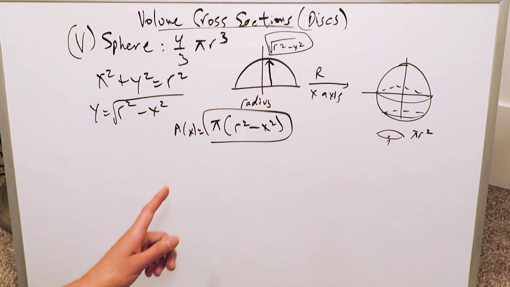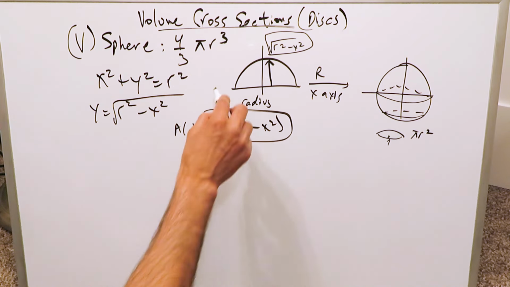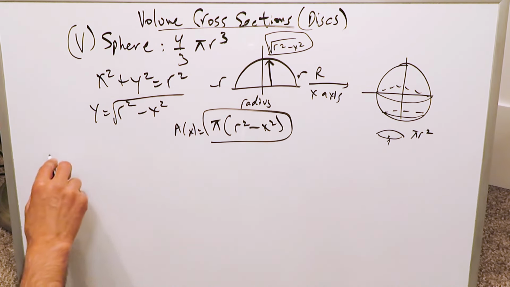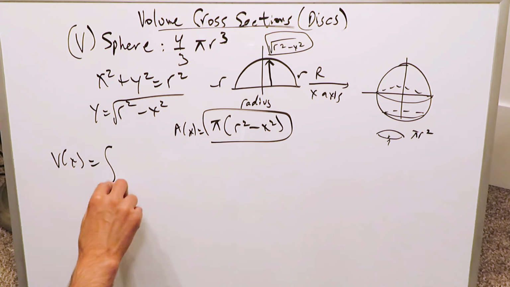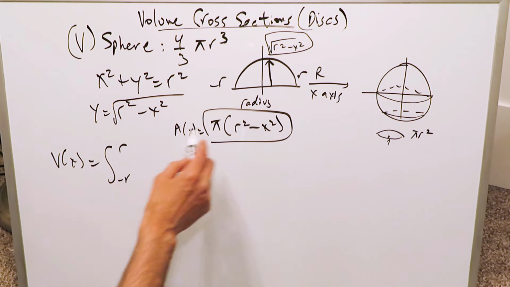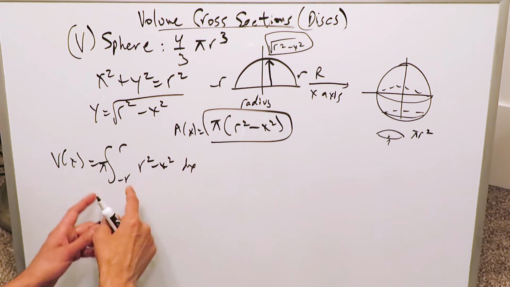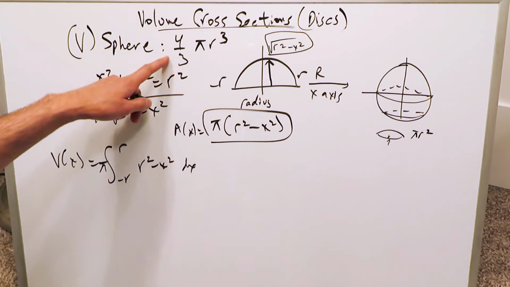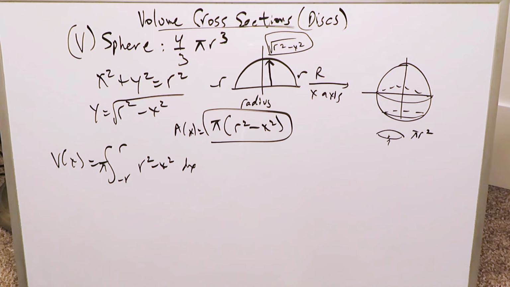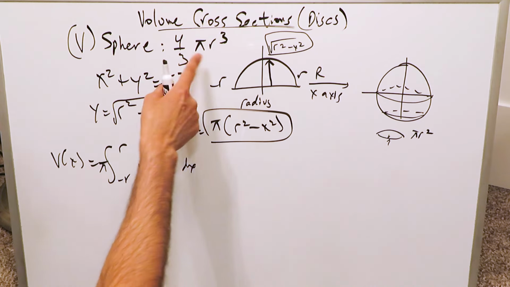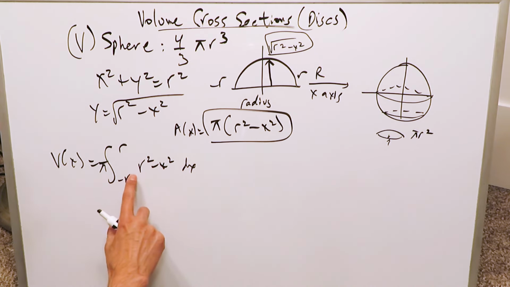When you integrate from a lower limit, minus r, to r, you will develop that volume, from minus r to r. You have the π pushing out, and you will have (r² − x²) dx. Integrate all the way through and you get 4/3 πr³. But this video is not about showing you how to derive this. I've done that in another video.